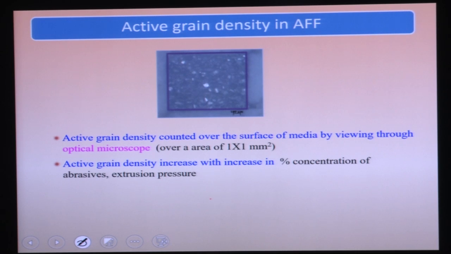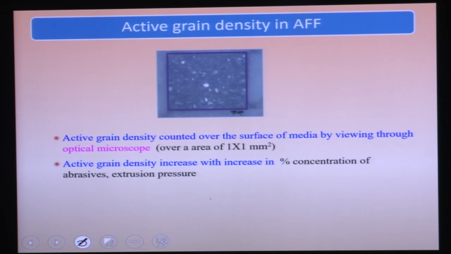Now active grain density is a very important parameter in the abrasive flow finishing process. You have to check how many abrasive particles are there in a square millimeter area. This active grain density is counted over the surface of the media by viewing through the optical microscope. You consider a 1 by 1 millimeter square area. These active grains, the abrasive particles at the surface of the media, only take part during the polishing process. So you have to count this for numerical simulation, and you will get an idea from experience also how many active grains are there. Based on that, the polishing performance of the process will be improved.